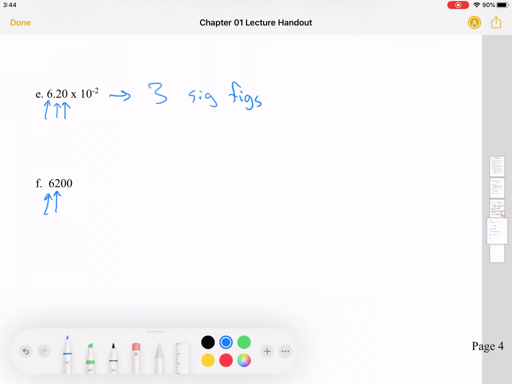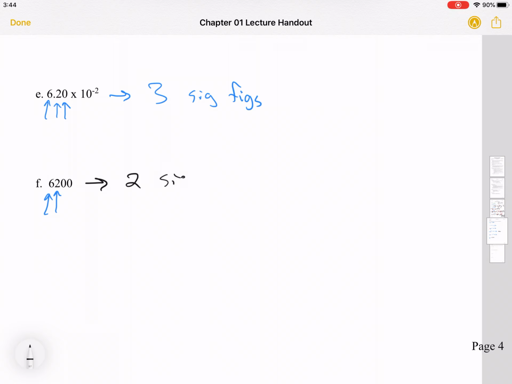There is a way you could put a decimal at the end, and sometimes that signifies that it's significant. We'll say 2 sig figs. Deviating from my color scheme.